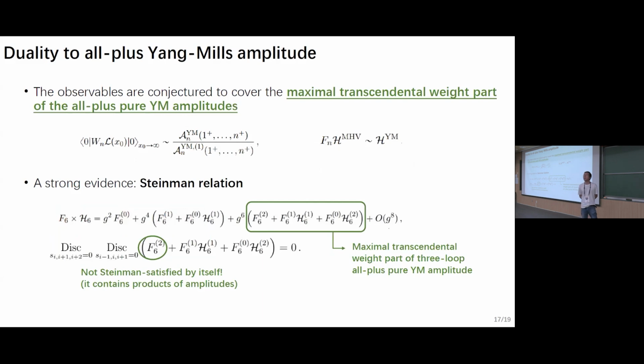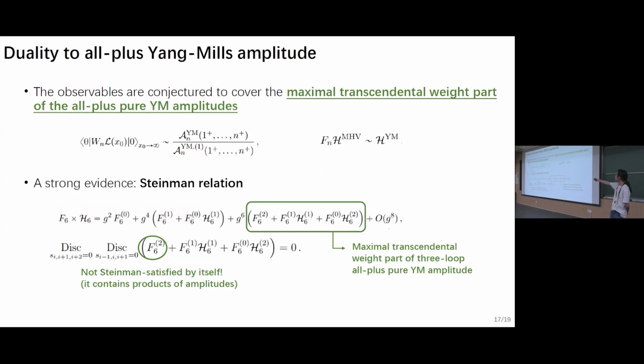Okay, so finally is the miracle part. We say that there's a duality between our observables and the all-plus Yang-Mills amplitude. So it's still a conjecture. We have only observed that this duality really works so far for the 4.3-loop Yang-Mills amplitude and the 5.2-loop Yang-Mills amplitude. Yeah, so here I give you the duality explicitly.